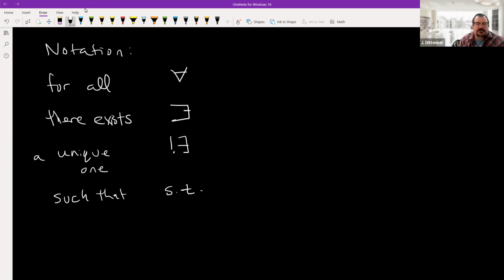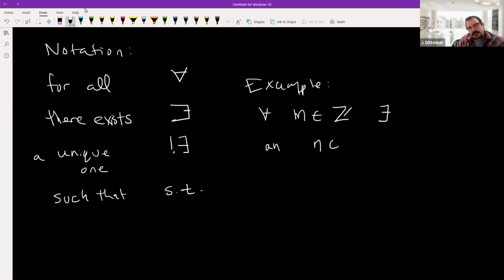So I'll just give you an example, and then I'm probably going to stop the video. I'll say for all m in Z, there exists an n in Z such that m plus n equals 0. Okay, so that would be how we might use these symbols.